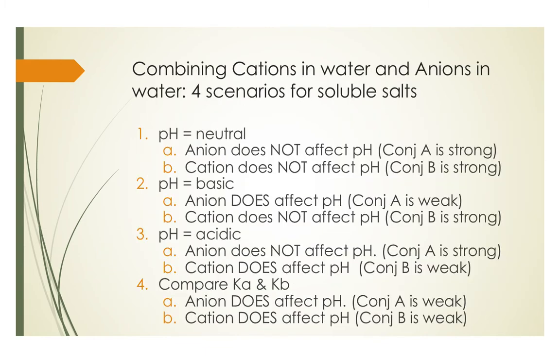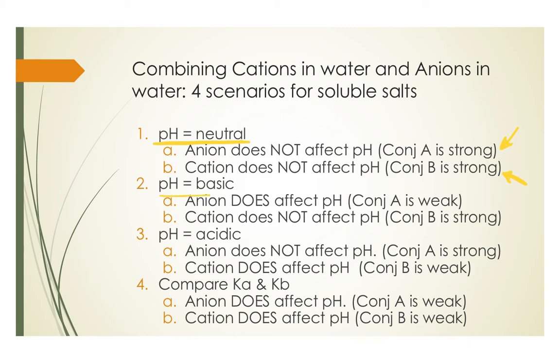All right, so now an ionic salt is going to have both a cation in it and an anion in it. So if you're trying to figure out, if I put, for example, sodium chloride, NaCl, into water, what is going to happen to the pH of that particular solution? If you think about this, 4 scenarios arise. 1, if I put that salt into water, will the pH be neutral? Well, that happens when both the anion and the cation don't affect the pH. In other words, they are both the conjugates of a strong acid and a strong base.